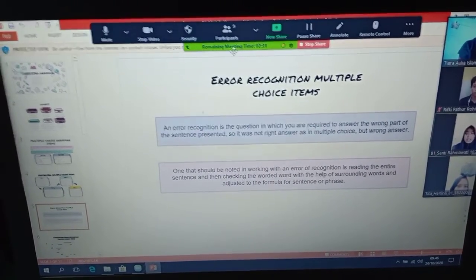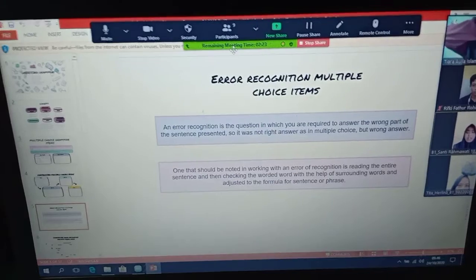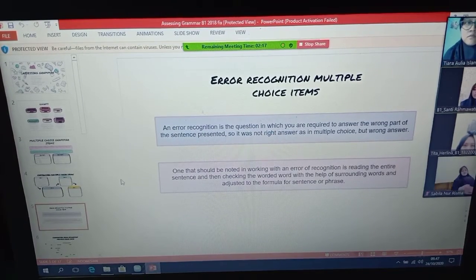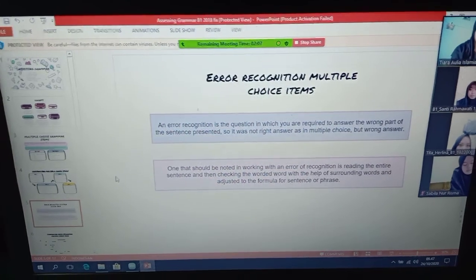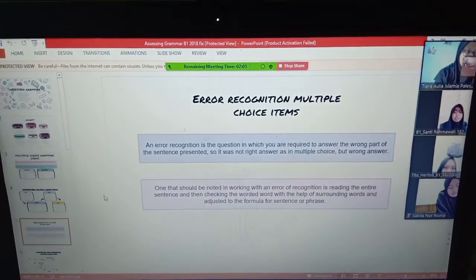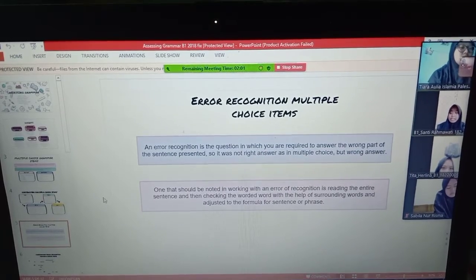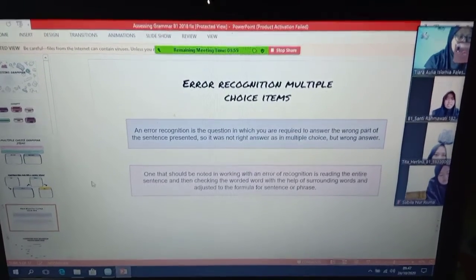Thank you. Now, to conclude material explanation, there is recognition multiple item. An error recognition is the question in which you are required to answer the wrong part of the sentence presented. Jadi, error recognition merupakan pertanyaan di mana siswa harus menjawab bagian yang salah dari kalimat yang ada. Intinya, tes ini adalah sebuah tes yang mencari kesalahan dalam sebuah kalimat.